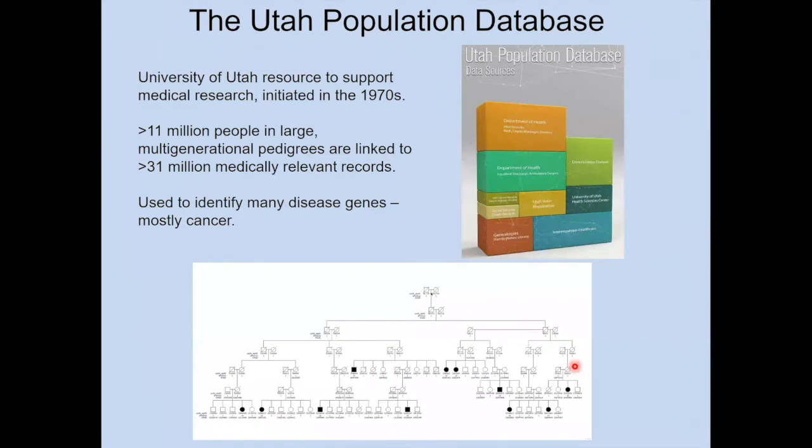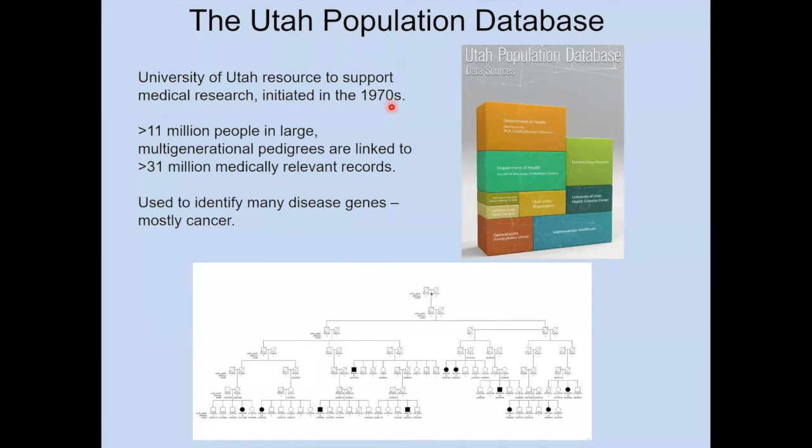And so we tap into several resources to identify families with OA. The primary one that we use is the Utah Population Database. I know a number of you are familiar with this resource we have here at the U. This is really a one-of-a-kind database that several individuals in the 1970s had the foresight to initiate.